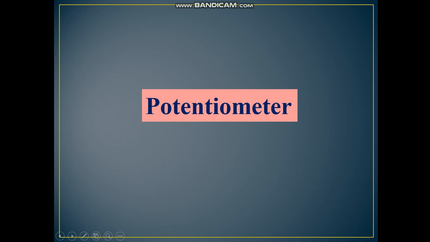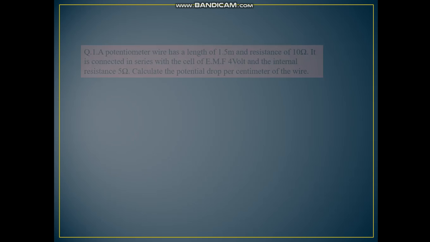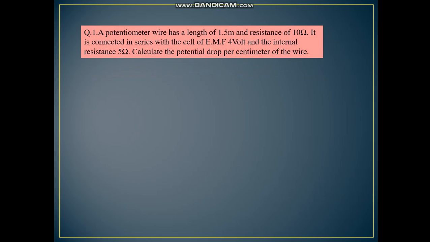Let us solve some numericals on potentiometer. Question number 1. A potentiometer wire has a length of 1.5 meter and a resistance of 10 ohm. It is connected in series with a cell of EMF 4 volts and the internal resistance of 5 ohm. Calculate the potential drop per centimeter of the wire.